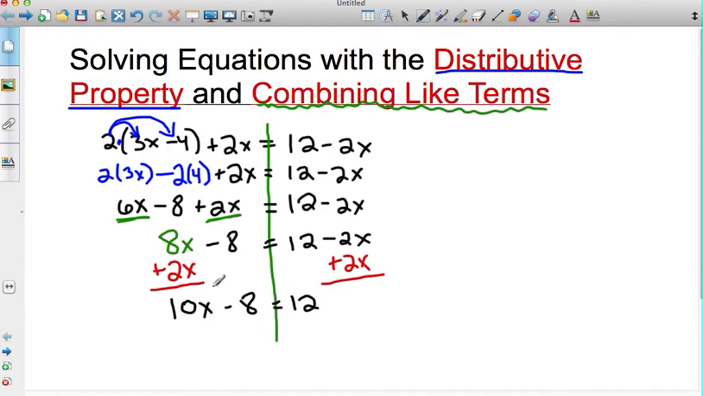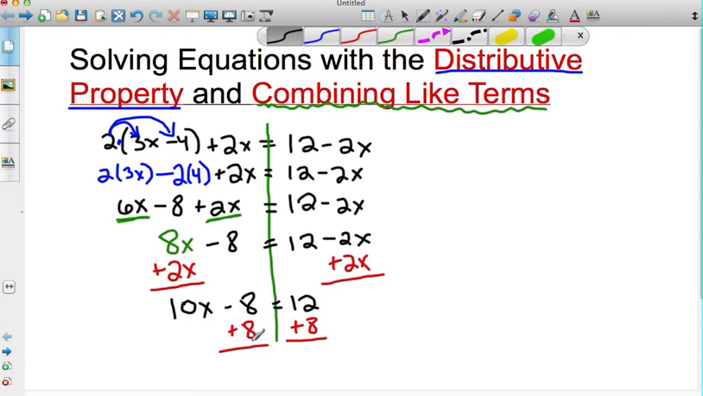Let's go to the left side. We still have 2 terms over here. We have to get rid of that 8. Right now it's being subtracted, so what's the opposite of subtracting? We're going to add 8. Think about what happens when you do that. 8 negatives plus 8 positive gives me 0. Over here, I'm going to have to add 8 as well, and put a line underneath that.